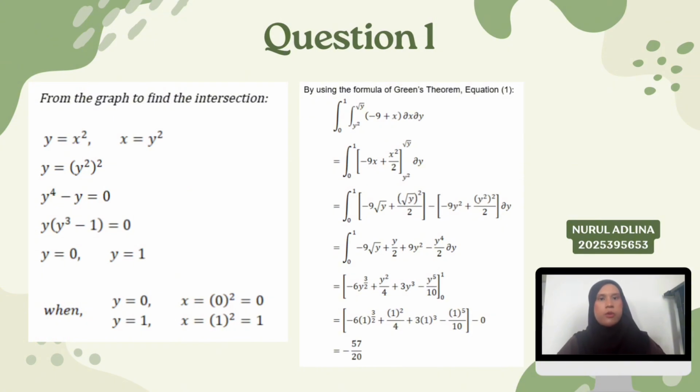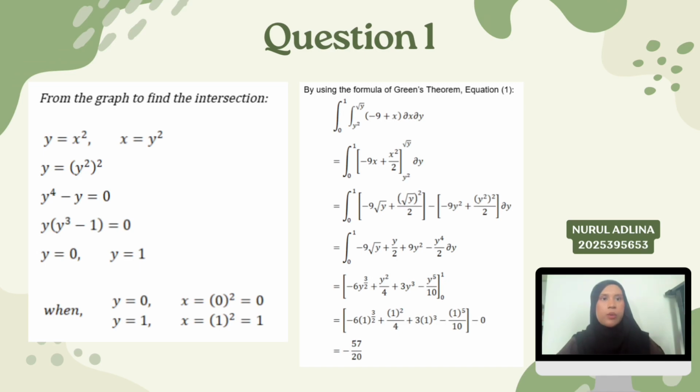First, for the equations given, we can substitute the second equation into the first equation, and we can get the y value. Then, from the y value, we can find the intersection points, which are (0, 0) and (1, 1).